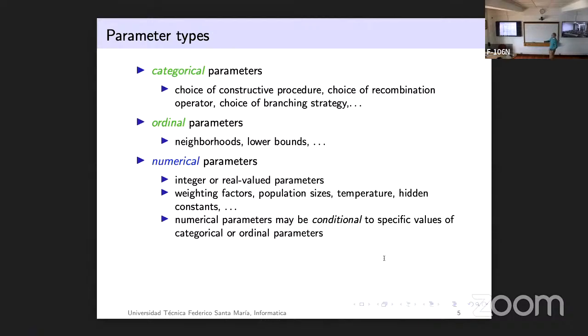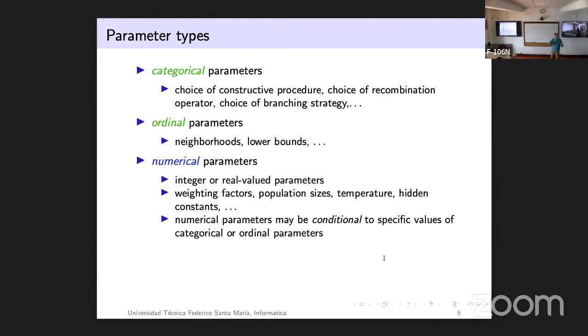Yeah. So numerical parameters also may be conditional on specific values of categorical or ordinal parameters. Yeah. So if you have simulated annealing as a local search, you have a temperature. Yeah. If you have tabu search as a local search, you have the tabu list length, yeah, as a parameter.